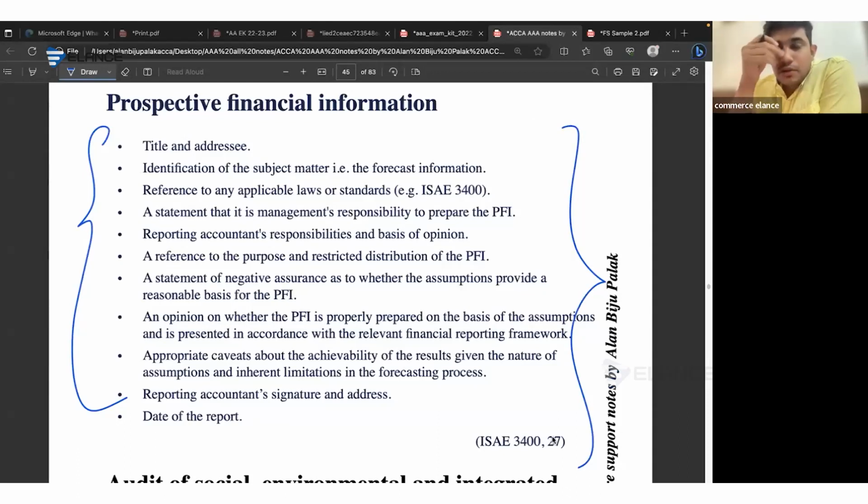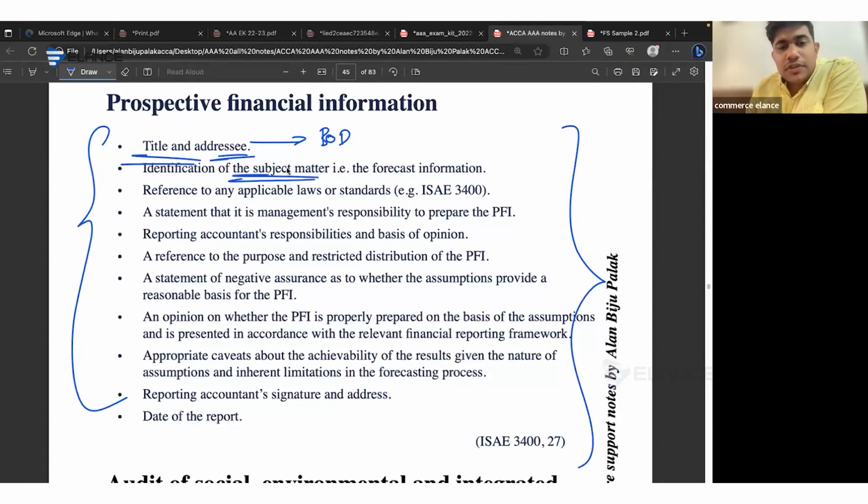reporting format. When it comes to prospective financial information, it's the budget and forecast, which means if a company has created forecasted financial statements for the next 5 years, the auditor will perform a review of that and provide a report for PFI. In the PFI engagement report, first of all, the auditor should include the title and addressee. The addressee will always be the board of directors of the company, because the budgets and forecasts are prepared for the board of directors. So we will be providing the report to the board.